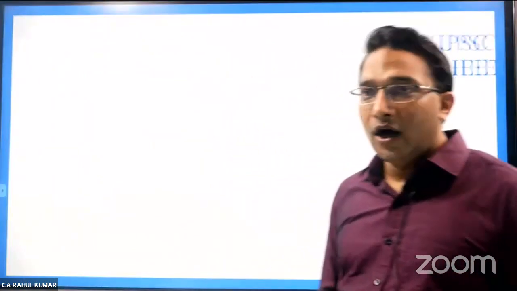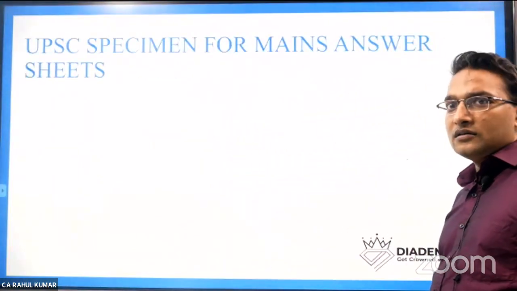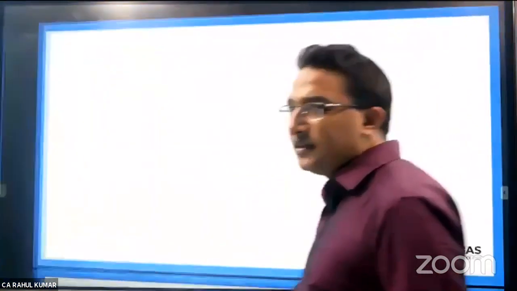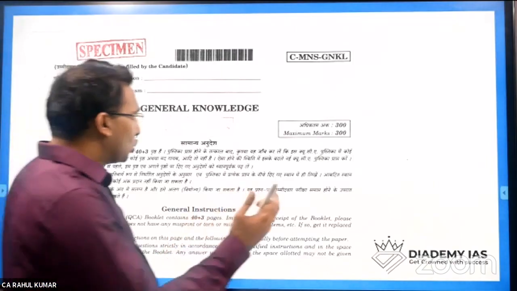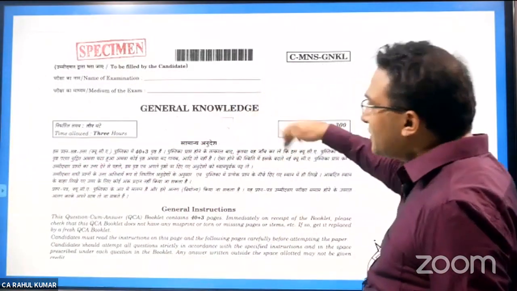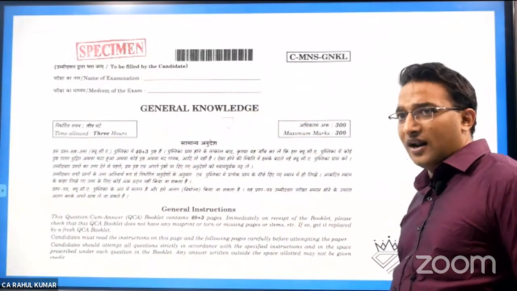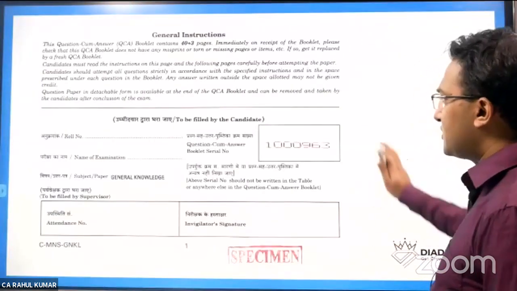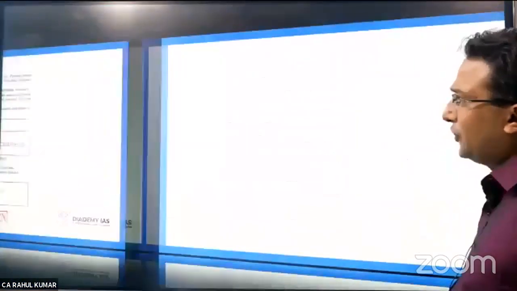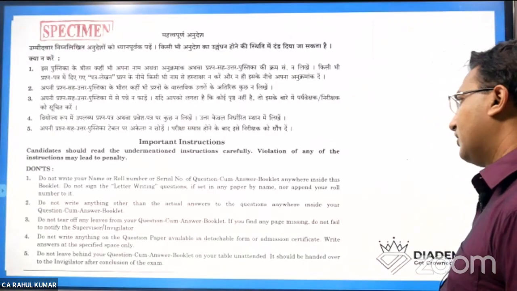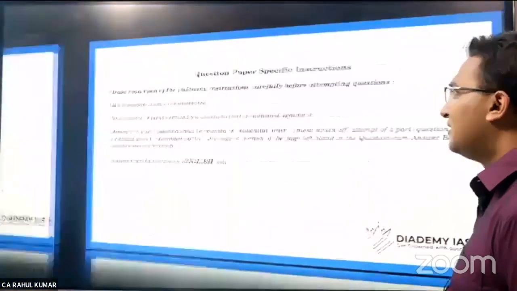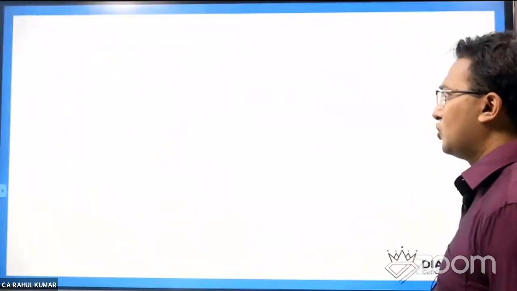Okay, now these are some of the UPSC specimen, and this specimen is available on the UPSC website, and this is like a question-cum-answer booklet. So you must download this, and we have given it on our website also. They have given all the instructions, and you must be aware of this so that in the exam hall you don't struggle with the basic things, right? So they have given the basic instructions, you can go through that.